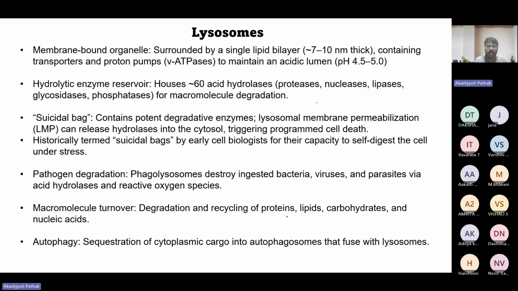So lysosomes can digest the old organelles or the other different organelles which are present in the cell. Any organelle is made up of different proteins, lipids, carbohydrates. Once the different proteases and nucleases act on the protein and lipid, they will convert them into amino acids, DNA, and lipid molecules, so these can be recycled again. Okay. Another important function is autophagy. What is autophagy? It is the sequestration of cytoplasmic cargo into autophagosomes that fuse with lysosomes. We will discuss autophagy in detail in the next slide. Okay.